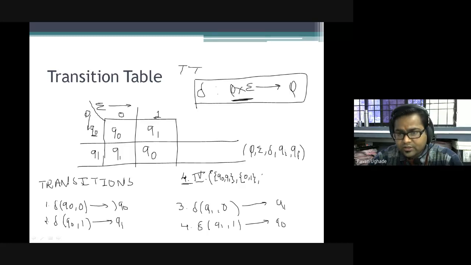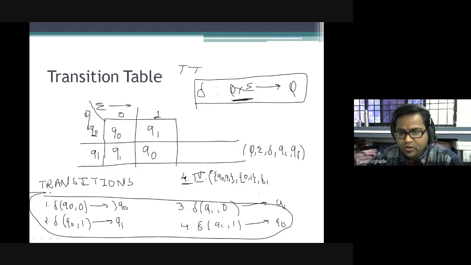Next, you can simply write the transition function. This is nothing but all these transitions. Actually, you are supposed to write them, but we are not writing them here because we wrote them in step 3. So the transition function you can simply represent with delta. Then out of these states, which is your initial state? It was Q0. And which is your final state? It is Q1.